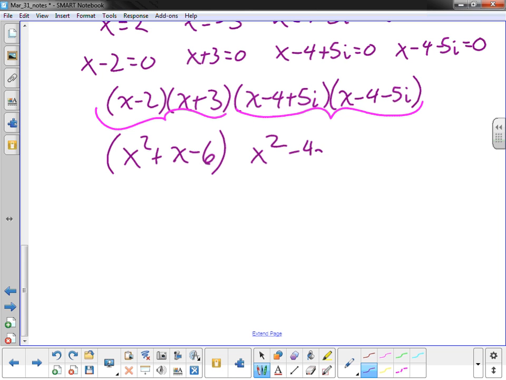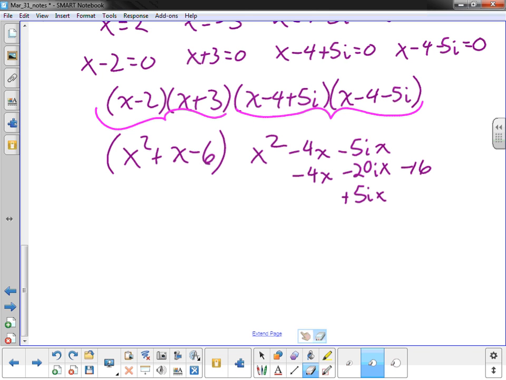minus a 4x minus a 5ix minus a 4x minus a 16 minus a 20ix, and now the 5i, so I get a positive 5ix. Oh, that negative 20x, that's wrong. That's not an x. Back up, hold the phone.